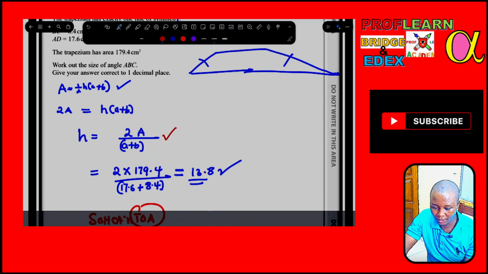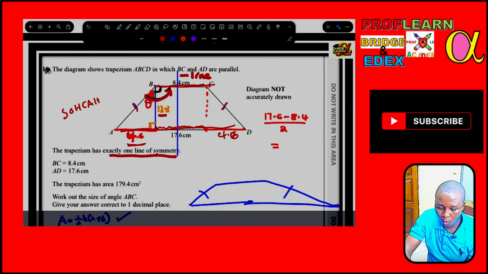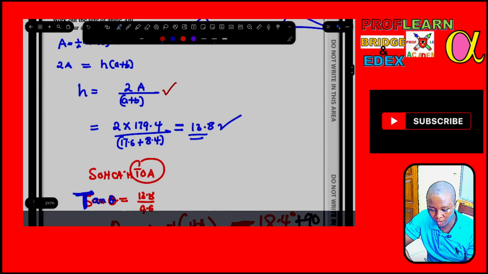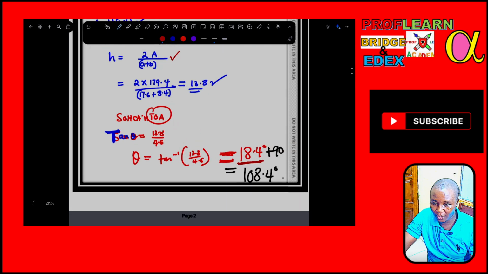13.8 is the height. So at this point here we have 13.8, and at the base here we have 4.6. Then we can use SOHCAHTOA to work out the angle that we are having at that point. So we can use tan of theta equals opposite over adjacent. If you work that value, you are going to get that angle being equivalent to 18.4. The angle is going to be 18.4.